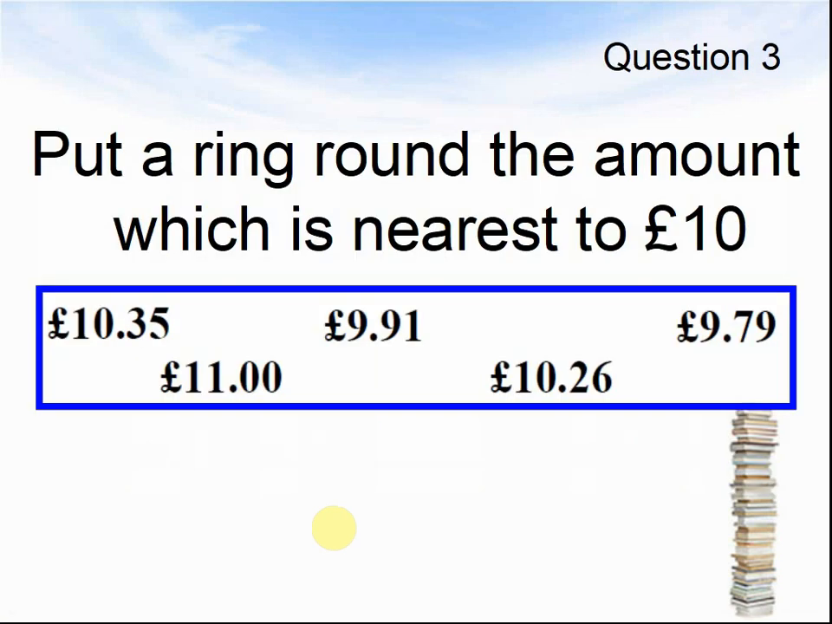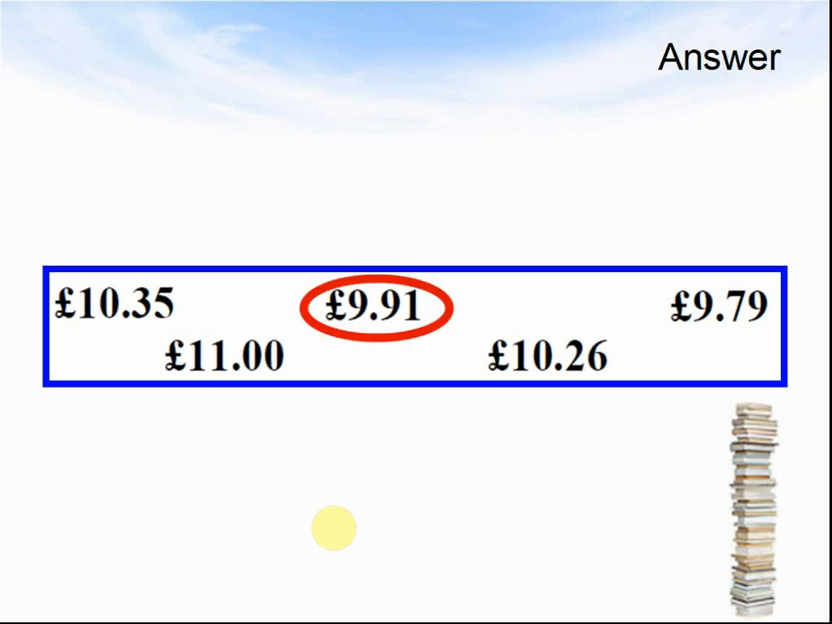Question 3. Put a ring around the amount which is nearest to £10. Pause the video until you are ready to answer the question. Here comes the answer. £9.91 was the closest to £10. Let's look at the next question.